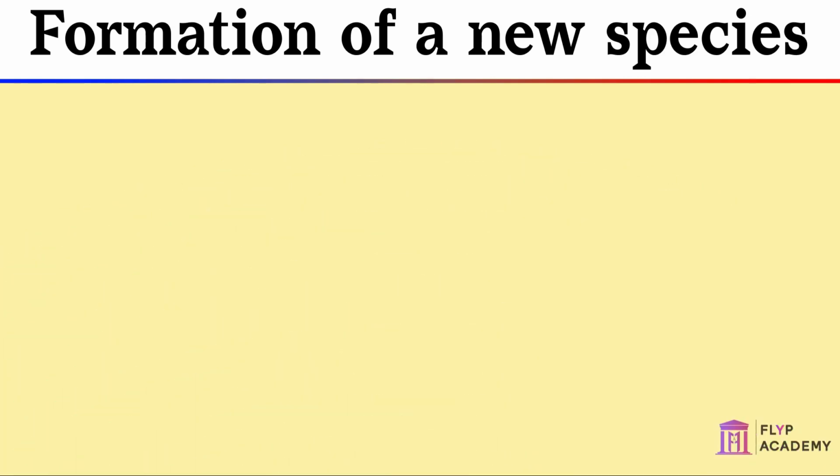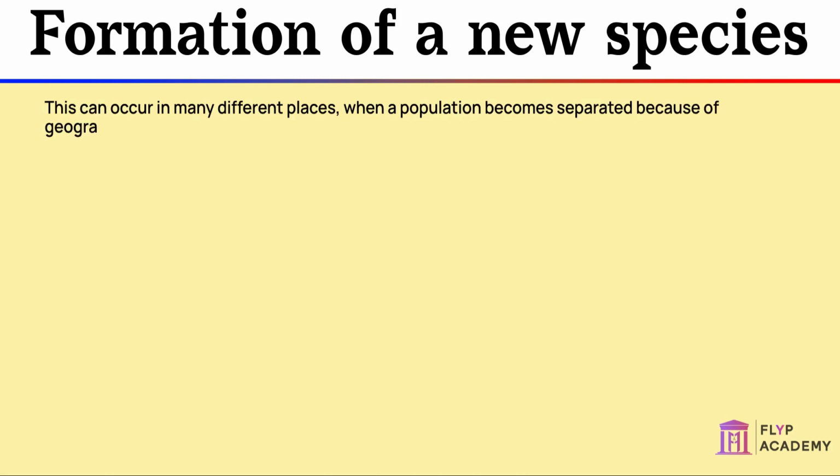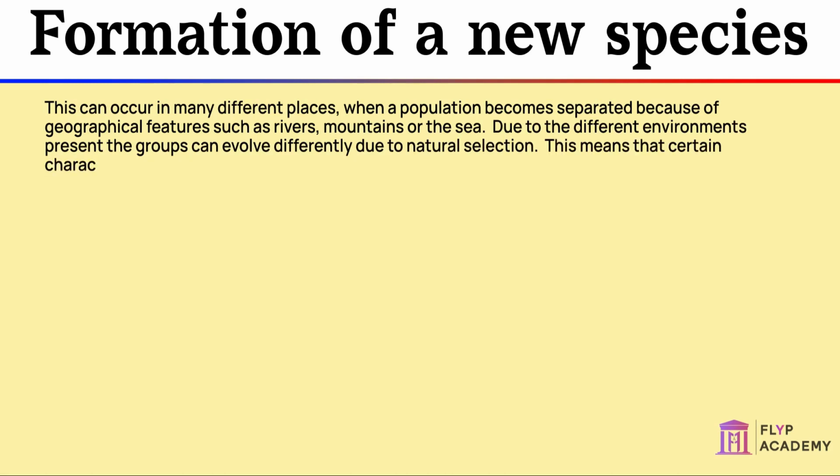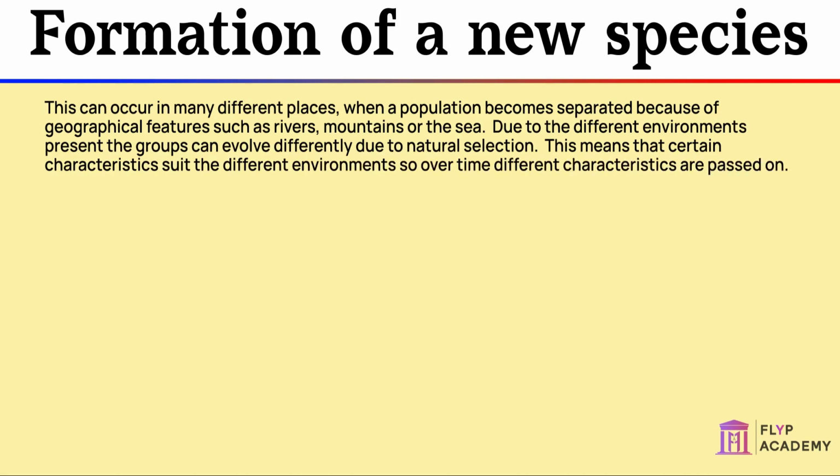species. This can occur in many different places when a population becomes separated because of geographical features such as rivers, mountains, or the sea. Due to the different environments present, the groups can evolve differently due to natural selection. This means that certain characteristics suit the different environments. So, over time, different characteristics are passed on.